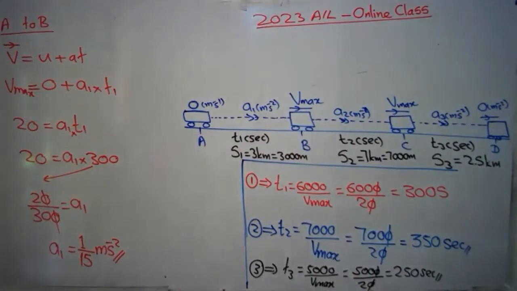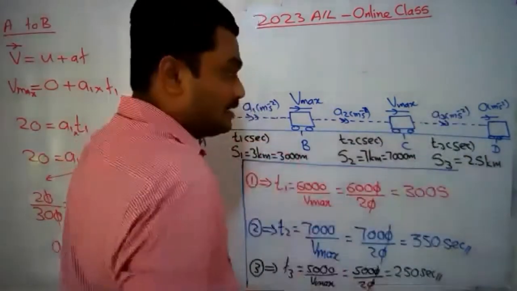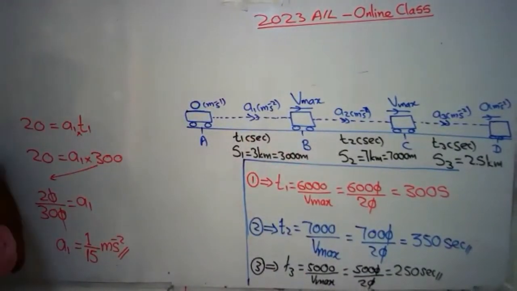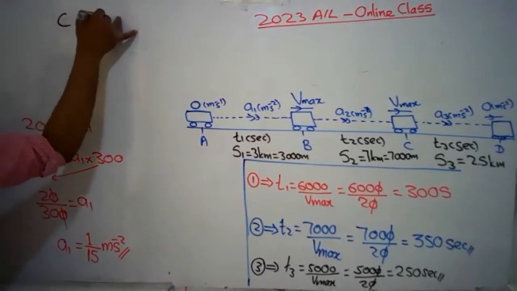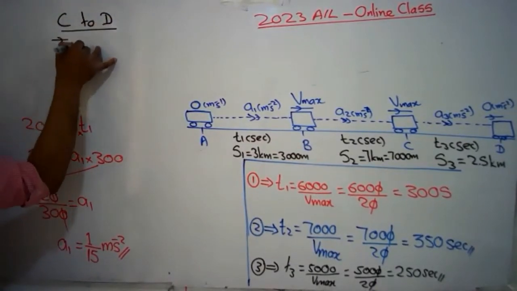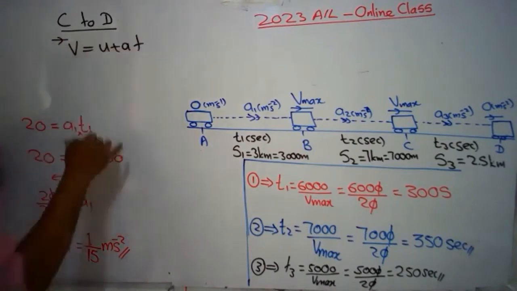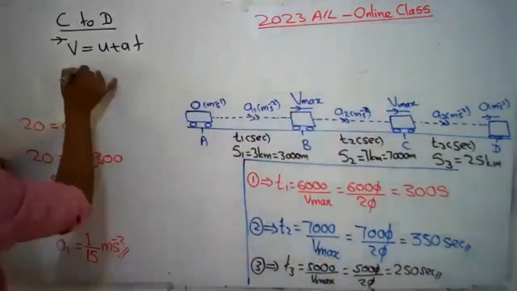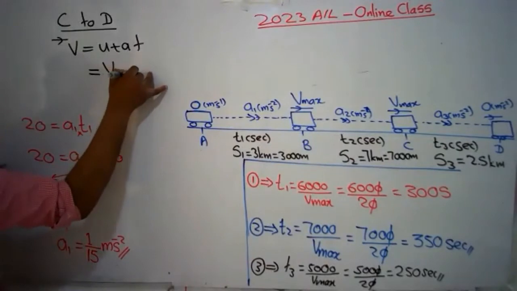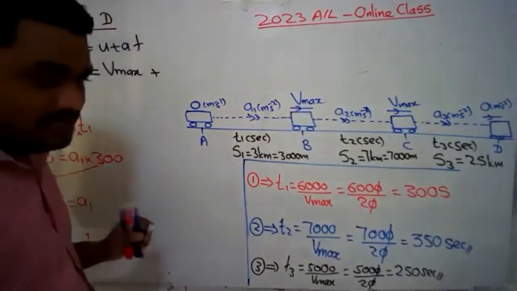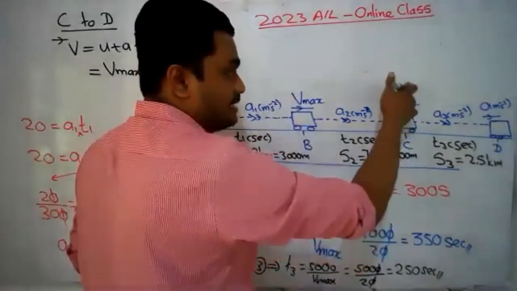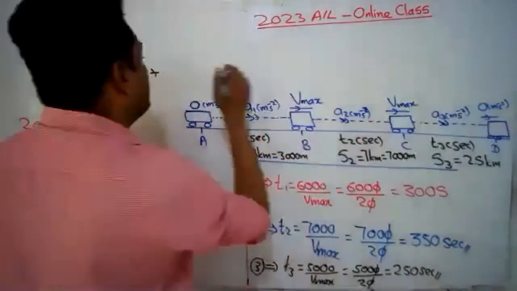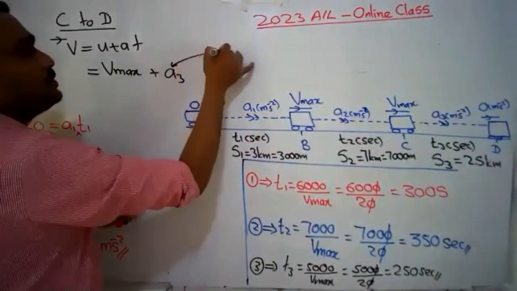Right, I'll use CD section. I'm going to find the deceleration A3. Okay, so C to D section. To this direction, I apply the equation V equals U plus A T. In CD section, the initial velocity means the velocity at the point C, that is V max. Plus acceleration from C to D is A3. So A3 is an acceleration.